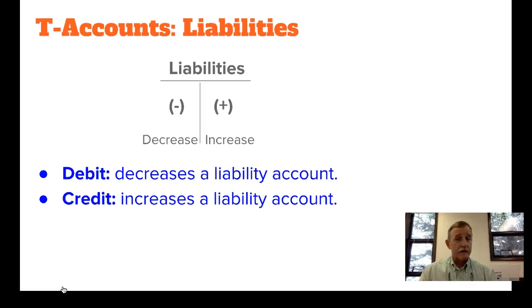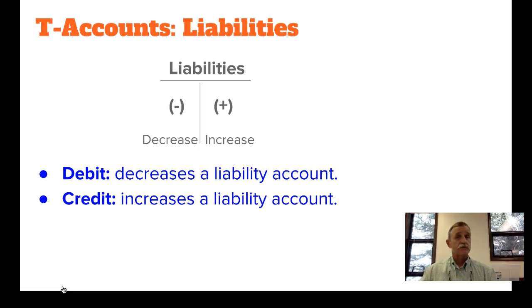The right side is an increase in that liability. Think of it this way. You have a truck loan, and that's one of your accounts, truck loan. If you make a payment to principal on that truck loan of $1,000, you're going to decrease that liability, so you're going to debit that truck loan on the left side.